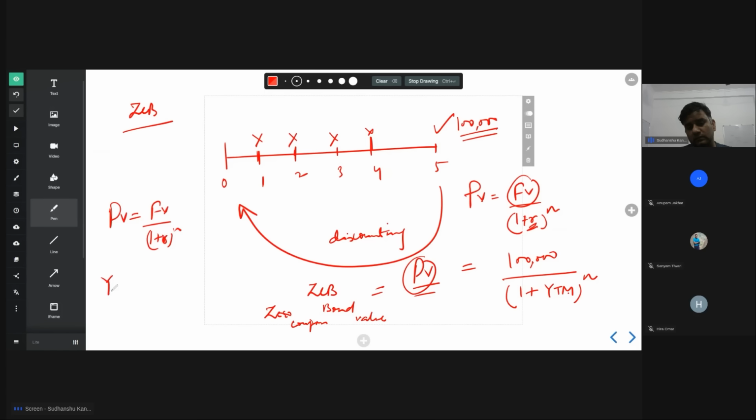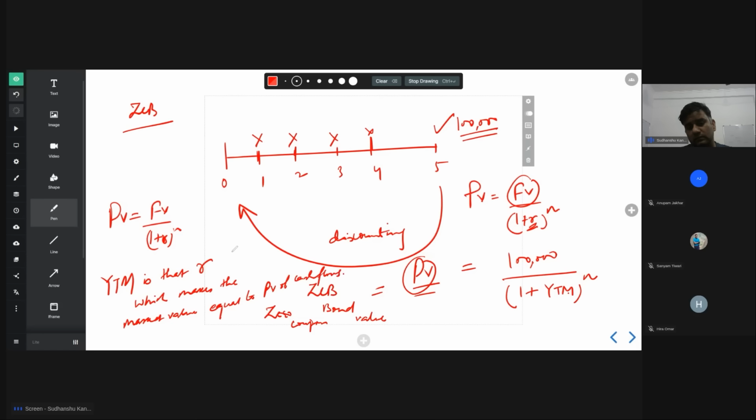YTM is that r which makes the market value equal to present value of cash flows.